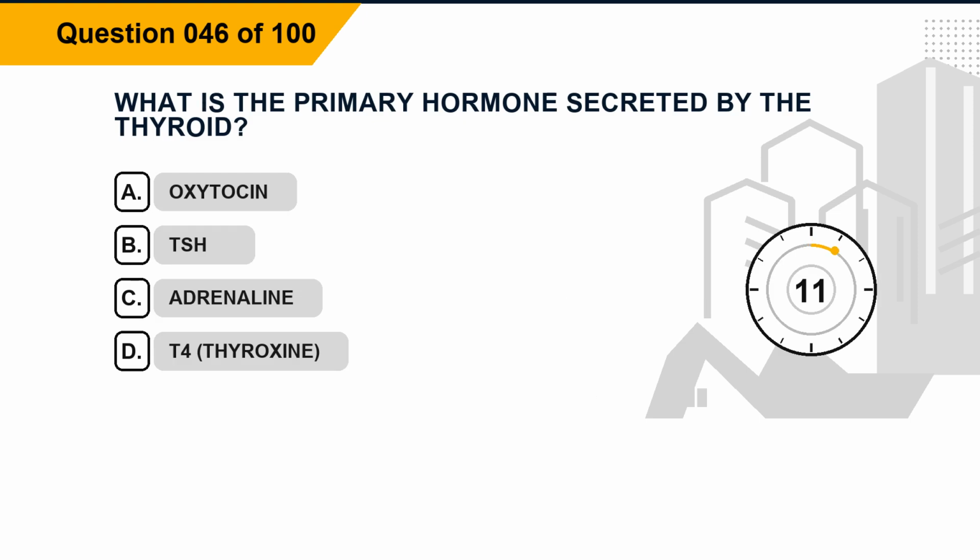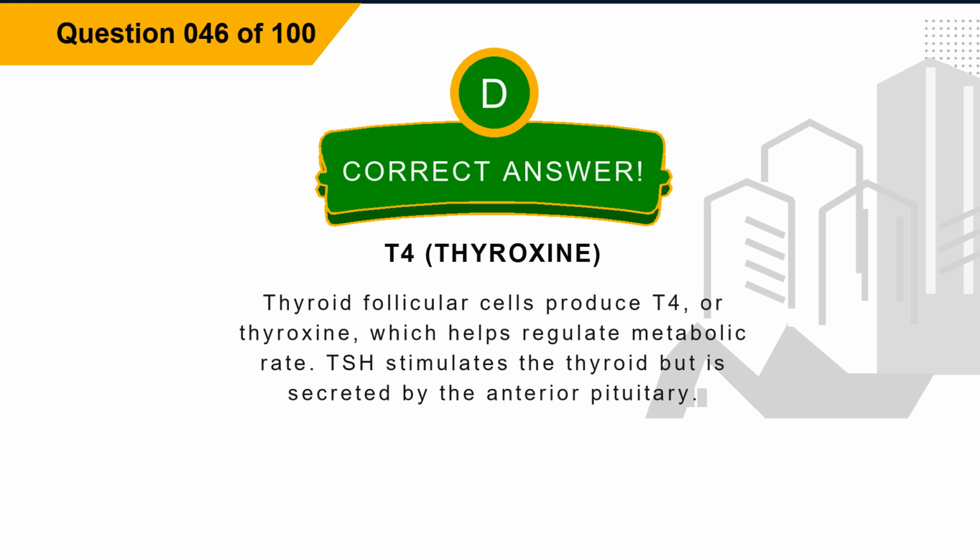Question 46. What is the primary hormone secreted by the thyroid? Option A, oxytocin. Option B, TSH. Option C, adrenaline. Option D, T4, thyroxine. The correct answer is option D, T4, thyroxine. Explanation. Thyroid follicular cells produce T4, or thyroxine, which helps regulate metabolic rate. TSH stimulates the thyroid but is secreted by the anterior pituitary.